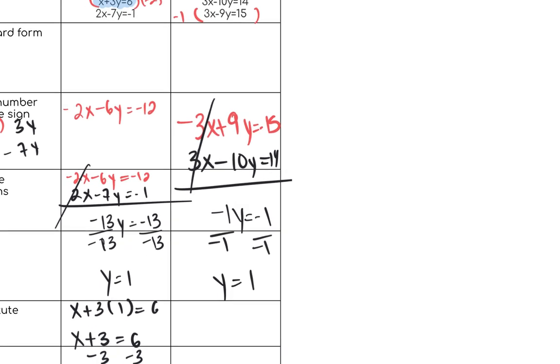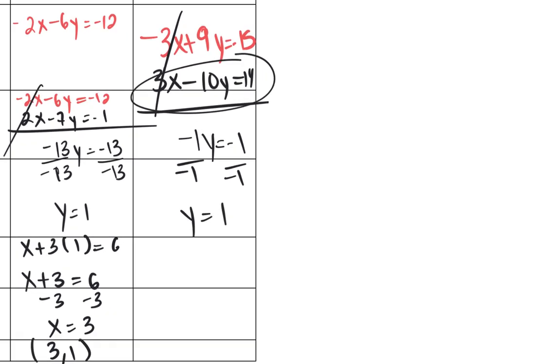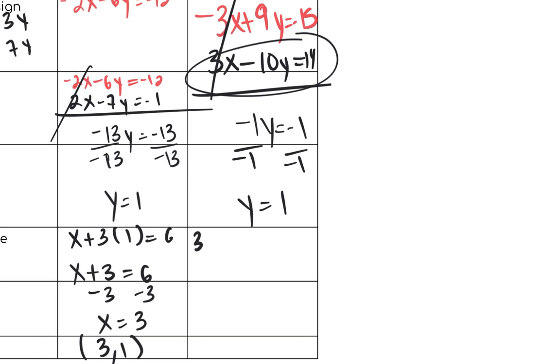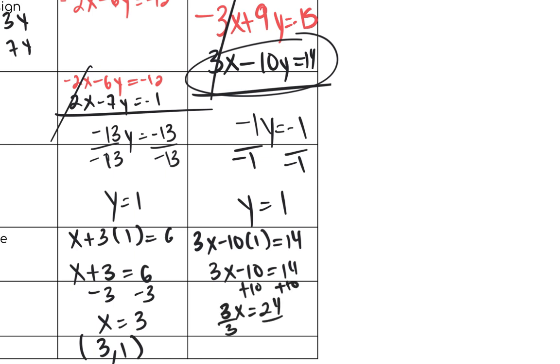Plug it in. I'm going to plug into this one because I can see it here. It's 3x minus 10, y is 1, equal to 14. So 3x minus 10 equal to 14. Add the 10. 3x equals 24. X equals 8. So 8, 1.